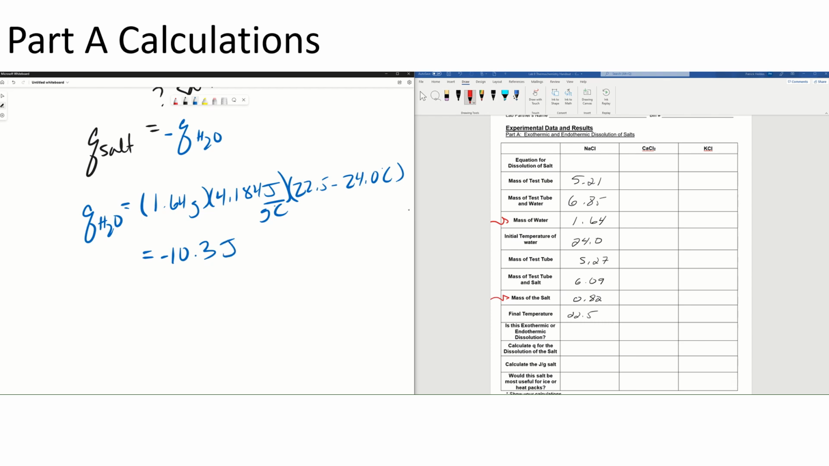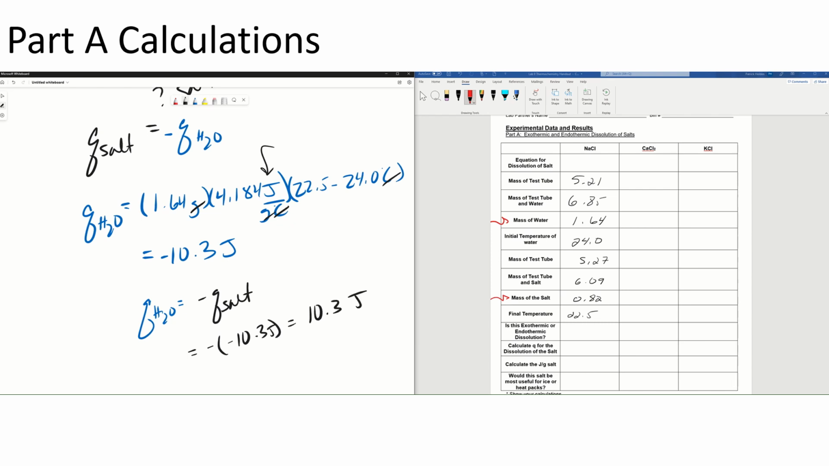If we look at our units here, grams cancels, degrees Celsius cancel, and we are left with joules. And since the Q of the water is equal to the negative Q of the salt, just changing the signs here, then what we have is negative times negative 10.3, and that tells us that we have 10.3 joules.